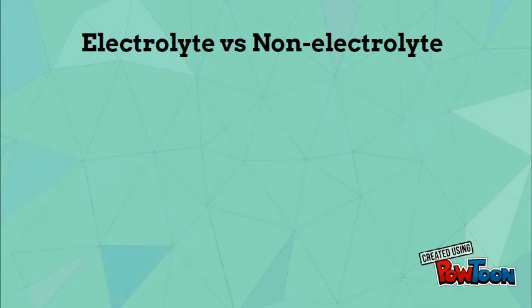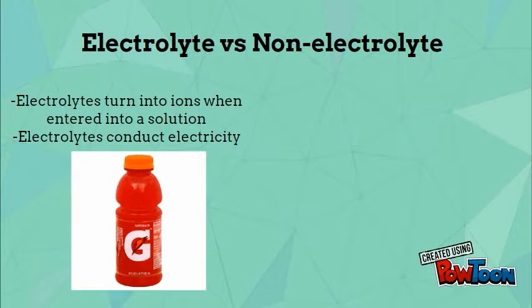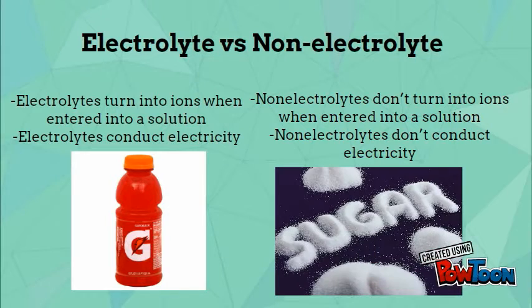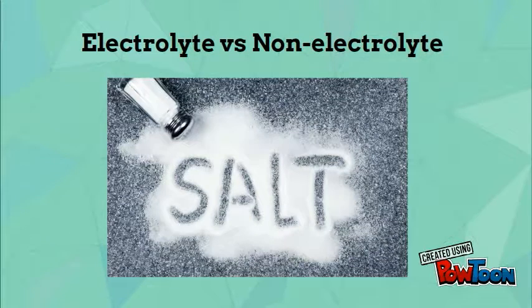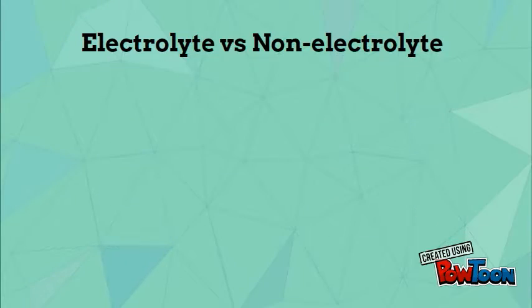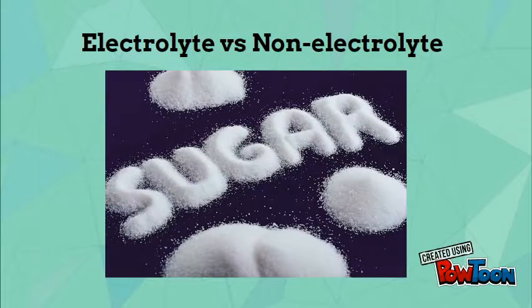Electrolytes are substances that, when put into a solution, dissolve into ions. These ions conduct electricity. Non-electrolytes also dissolve into a solution, yet they dissolve into molecules, not ions. This causes the solution to not conduct electricity. Electrolytes give you energy, including energy you need for muscle contraction. An example of an electrolyte is salt. When dissolved, salt turns into sodium ions and chloride ions. An example of a non-electrolyte is sugar. Sugar doesn't turn into ions when dissolved.